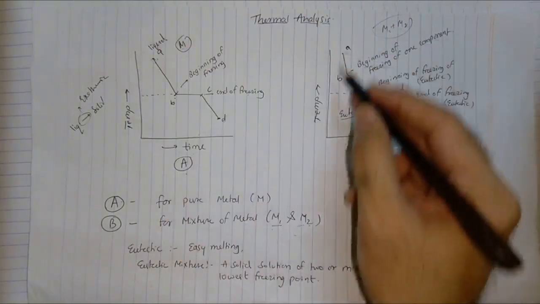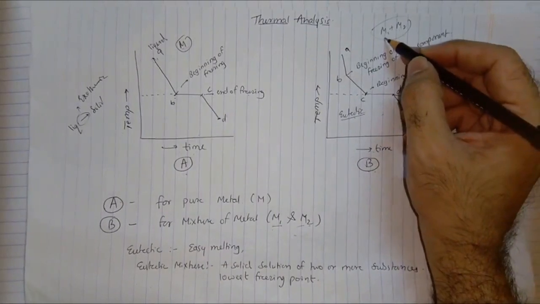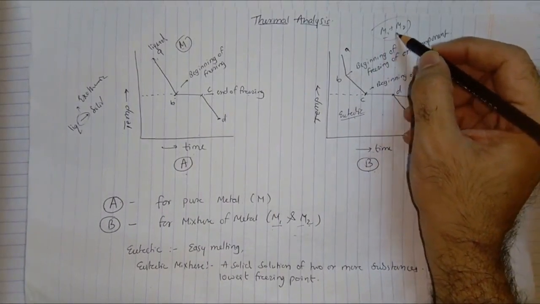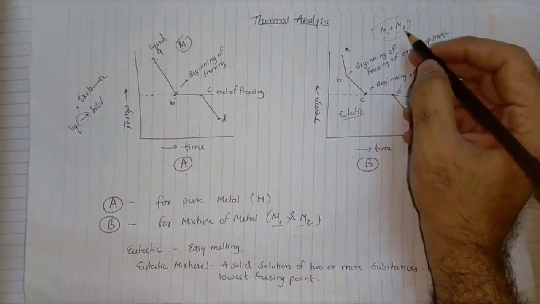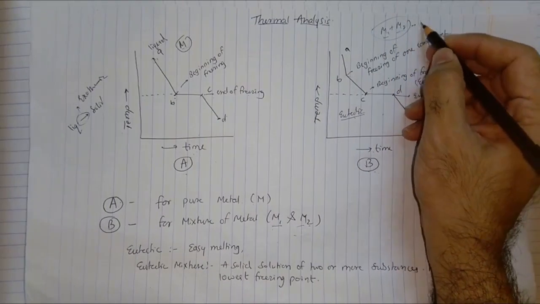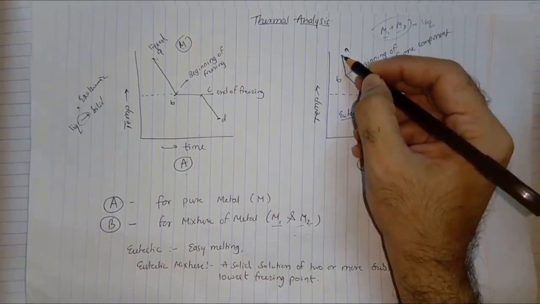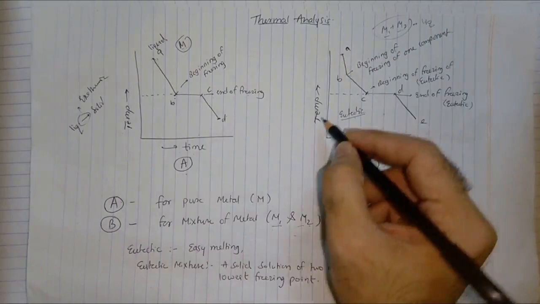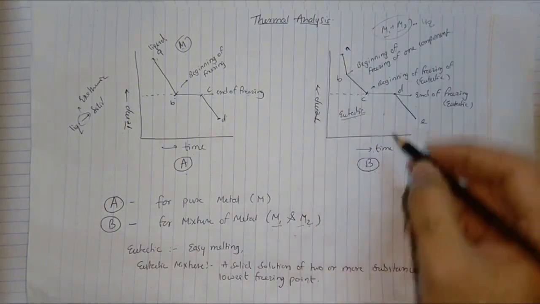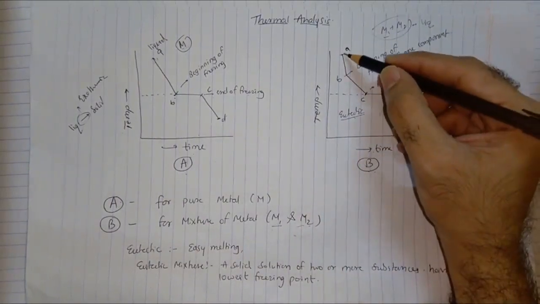Now let us see the mixture of metals. Suppose I have taken a mixture of metals M1 and M2. I have taken only two metals, and they are completely converted to liquid. Now I will allow it to cool at room temperature, and same as this, I will plot a graph of temperature versus time. Till point B, everything will be in liquid.